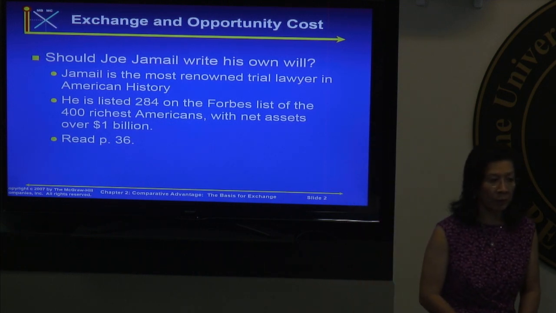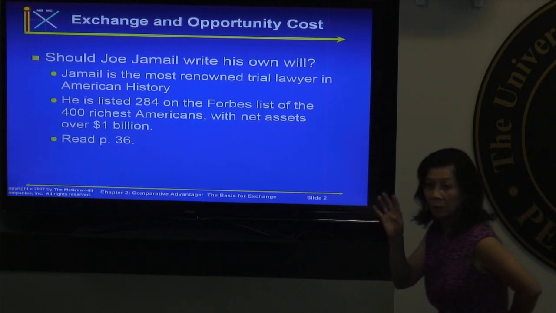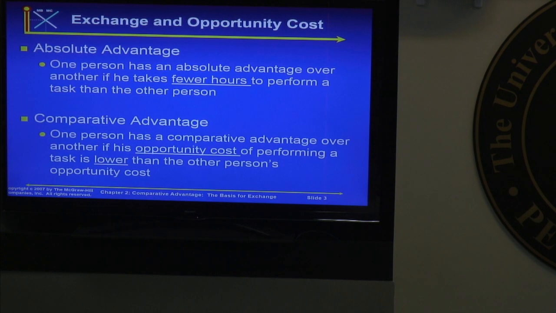So basically, we want to answer this question: should he prepare his will? Okay, I'm not going to summarize everything because I expect you to listen to what he said. So that goes on. Before we answer that question, we have to define the two advantages. There are two advantages that should appear on the bottom of that picture of Jamel in your book: the absolute advantage versus comparative advantage.